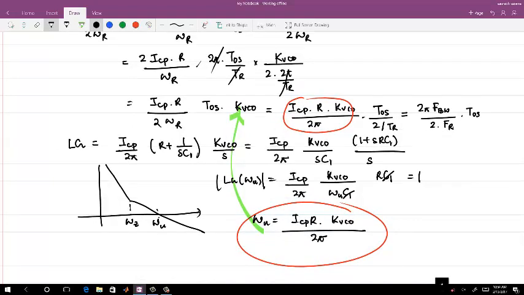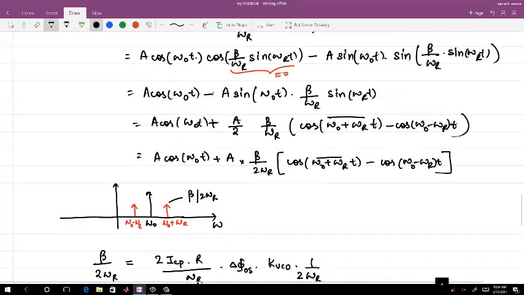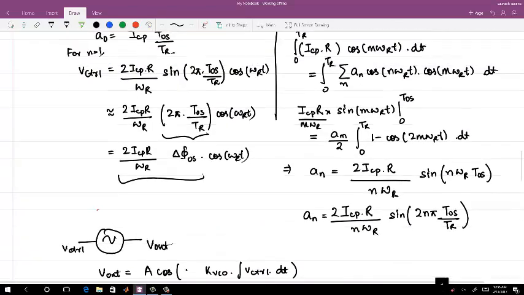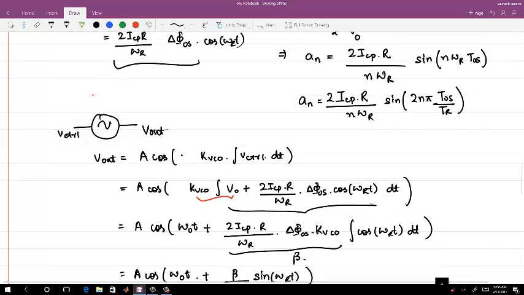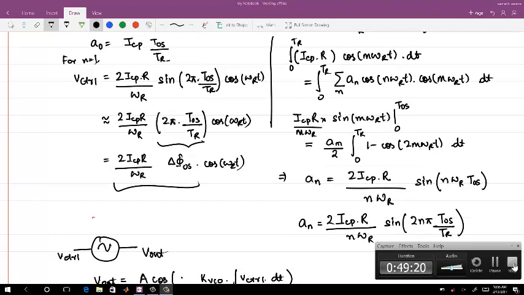So let me just rewrite it. This one is fine, 2 pi FBW by 2 FR, into TOS. Anything else missing in this expression? Nothing, right? It's not dimensionally correct. So what should it be? Okay, let's see that. I think let's end this class here. I will check what the dimensions are. Okay, so let's stop here and we'll look at it next class.